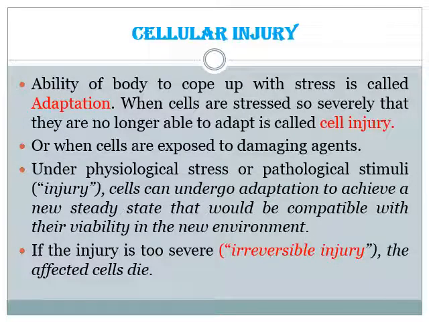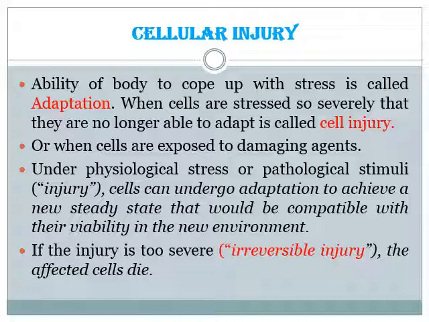Next topic is cellular injury. The ability of the body to cope with stress is called adaptation. When cells are stressed so severely that they are no longer able to adapt, it is called cellular injury, or when cells are exposed to damaging agents. Under physiological stress or pathological stimuli, cells can undergo adaptation to achieve a new steady state that would be compatible with their viability in the new environment.